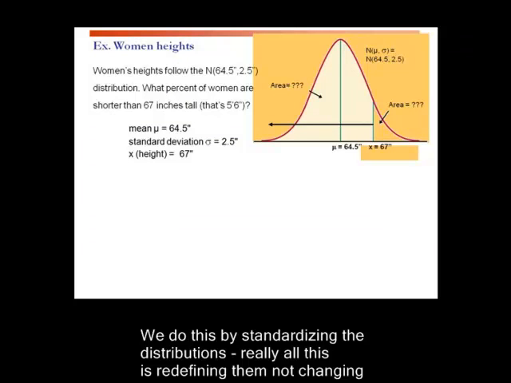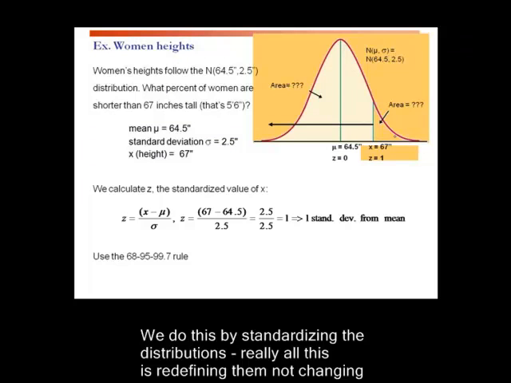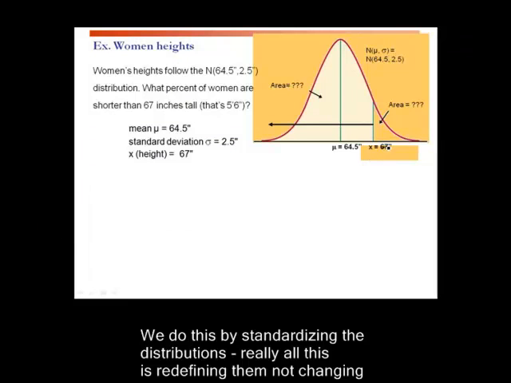Okay, so let's take an actual, slightly more difficult problem and calculate a percentile. It says women's size follows a normal distribution with a mean of 64.5 inches and a standard deviation of 2.5. What percent of women are shorter than 67? We already did this, didn't we? Okay, let's change the problem. Let's make it 70.5.